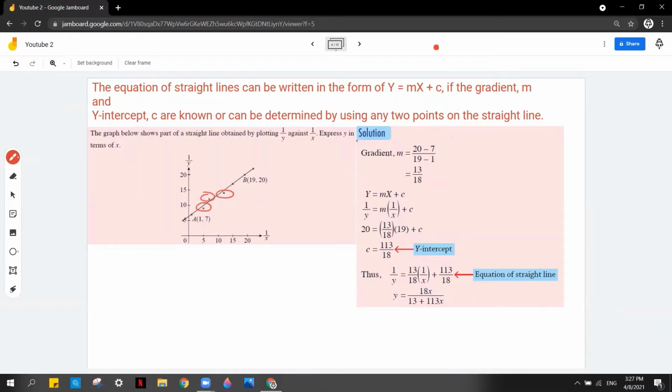And then of course, drawing the gradient. If you want to understand how to calculate gradient, please visit my playlist for geometric equations. But now, I'll just give you an overview: y2 minus y1 over x2 minus x1. It's as simple as that.